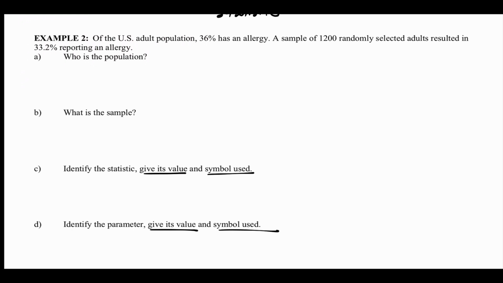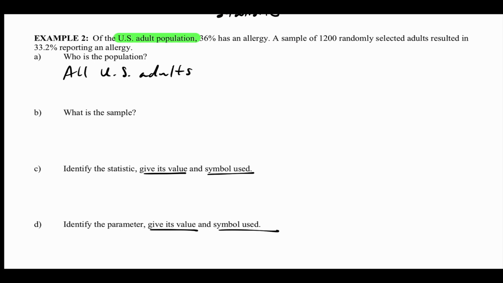So of the U.S. adult population, 36% has an allergy of some kind. A sample of 1,200 randomly selected adults resulted in 33.2% reporting an allergy. Okay. Who is the sample? So who is the population? Who is the big group? There you go. All U.S. adults. It even says the word population right there. All U.S. adults.